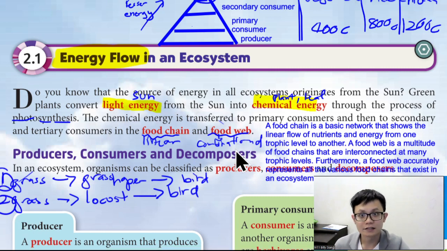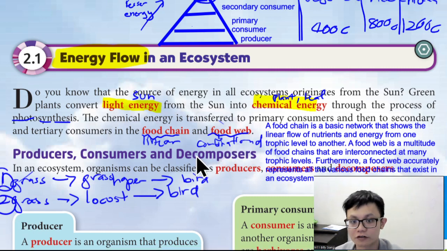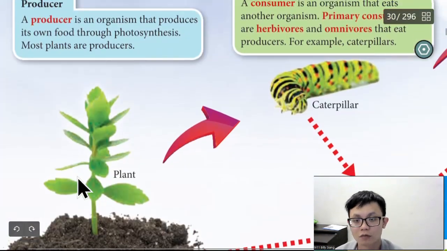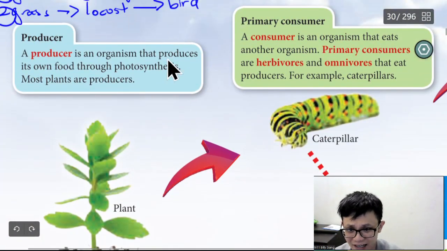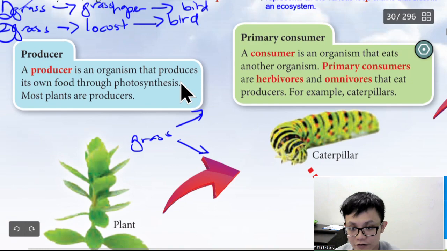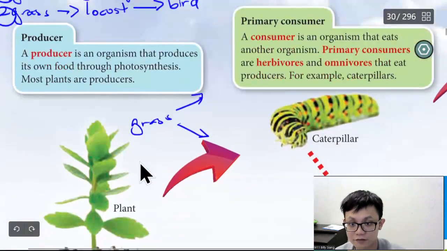A food web is the combination of food chains. So if I want to draw a food web mixing these 2, what I can do is put the grass and then put 2 arrows. Correct or not? 2 arrows. One is for grasshopper, one is for locust.